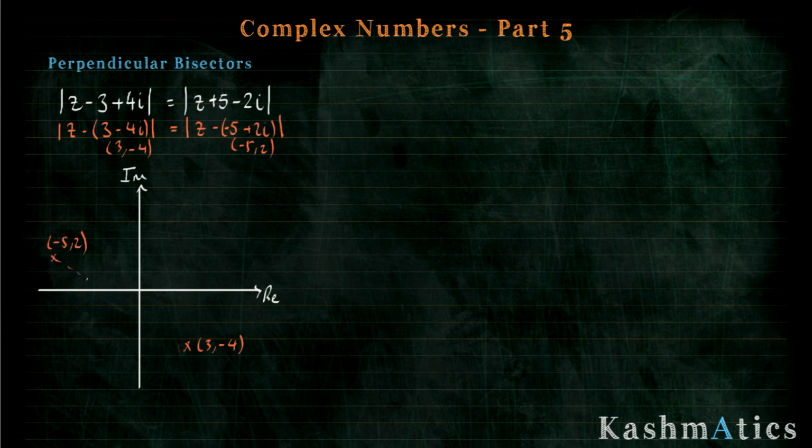Okay, so if I was to just draw a line between those, what you should realize from that is that it needs to be along this line here somewhere. It needs to be the perpendicular bisector. So as long as the complex number is on this line here, it'll always be the same distance away from that point as it is from this point.